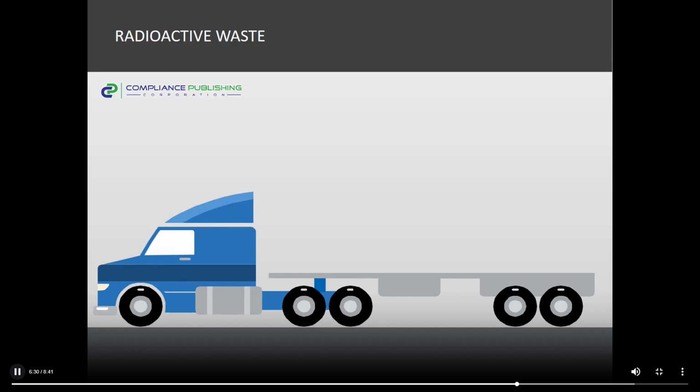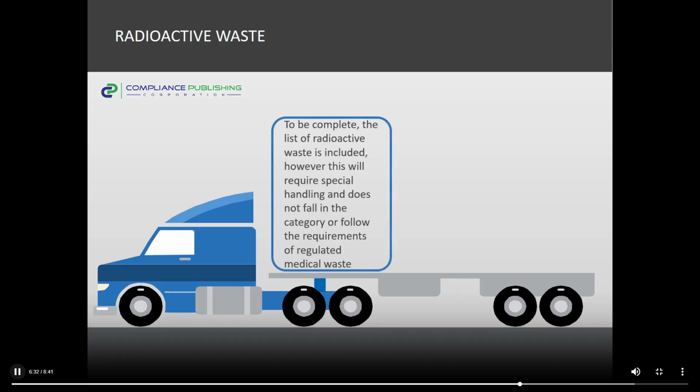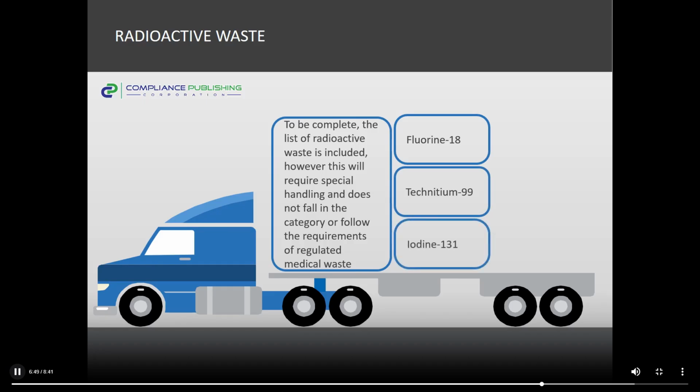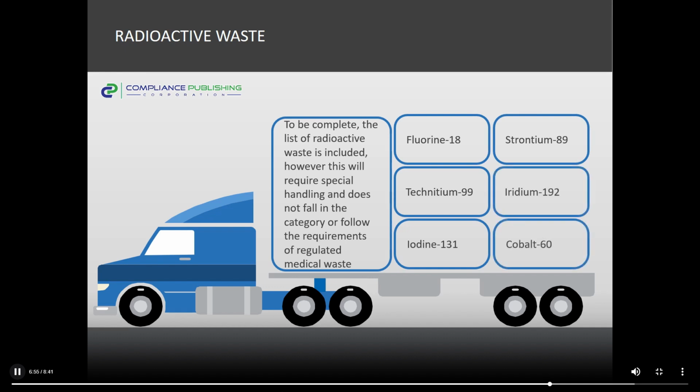Radioactive waste. To be complete, the list of radioactive waste is included. However, this will require special handling and does not fall in the category and follow the requirements of regulated medical waste. Fluorine, 18. Technetium, 99. Iodine, 131. Strontium, 89. Iridium, 192. And cobalt, 60.